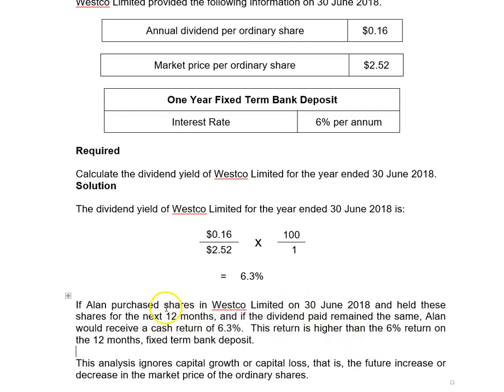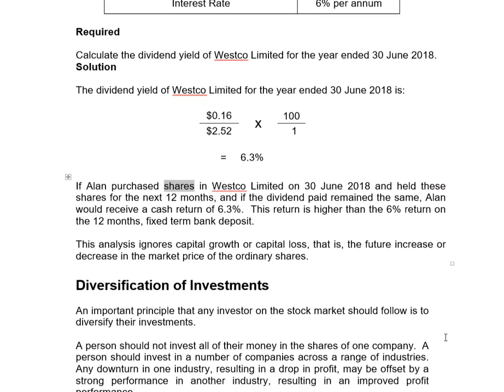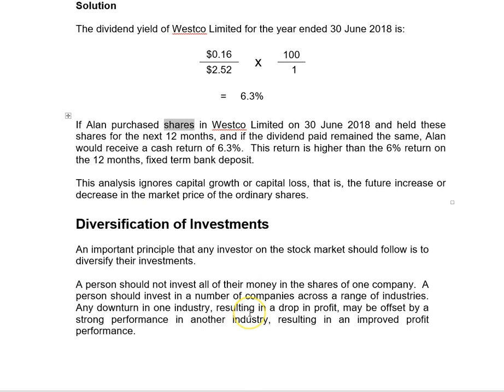And the thing about shares is that fluctuation in share price is very, very likely. So it's very important to diversify your investment. A principle that any investor needs to adopt is diversification. They cannot invest everything in one basket. So if you're Alan, a wiser choice, instead of choosing either one, is maybe to invest in both. Put some money in the fixed term bank deposit and some in Westco Limited's shares, because that would then be a diversified investment rather than putting all your money in one portfolio or one investment option.